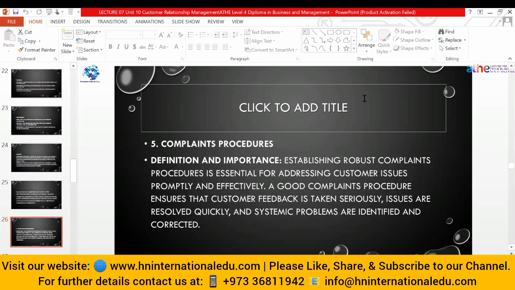Complaints procedures. Establishing a robust complaints procedure is essential for addressing consumer issues promptly and effectively. A good complaint procedure ensures that consumer feedback is taken seriously, issues are resolved quickly, and systematic problems are identified and corrected. The main summary of this whole paragraph is that when you are satisfying the consumer, you need to work on their feedback and their complaints as well. Only then are they going to stay consistent with your organization and loyal at the same time.